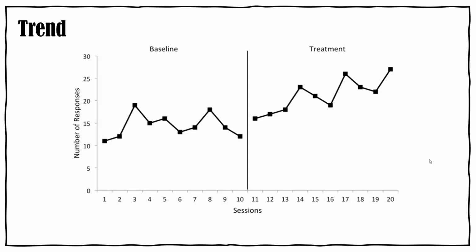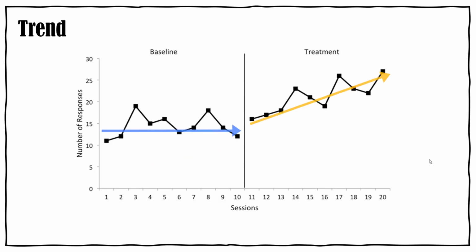Here's some more data. Baseline, let's draw our trend line. And in baseline, it's stable. And in our treatment phase, our intervention phase, it's increasing. So we can say, yes, our treatment was effective. Our trend line went in a different direction in our intervention or treatment phase compared to our baseline phase.